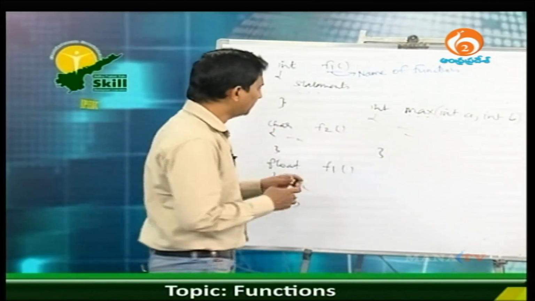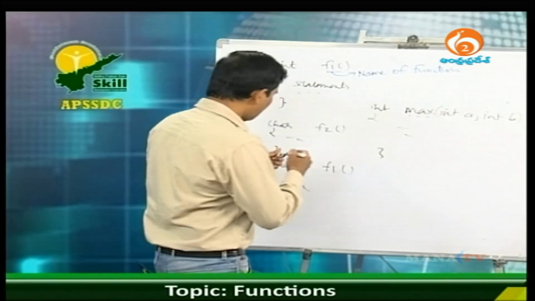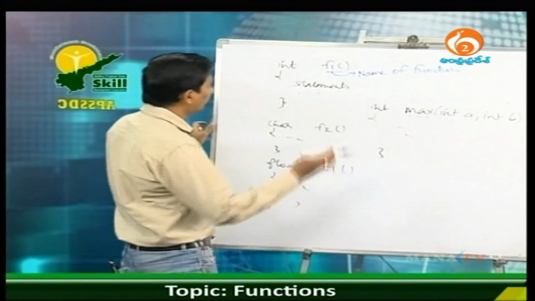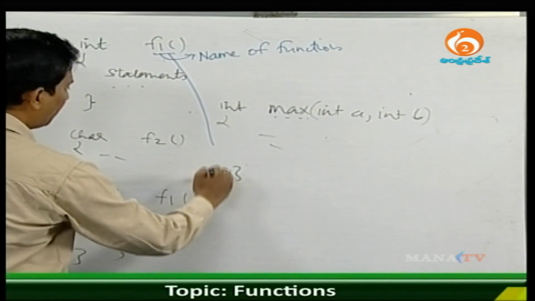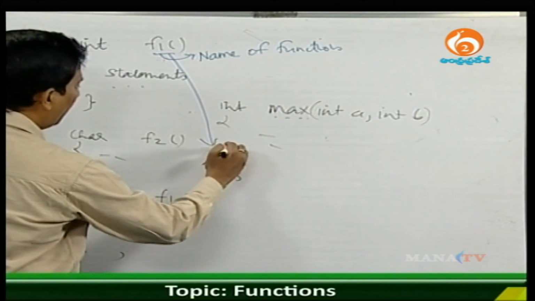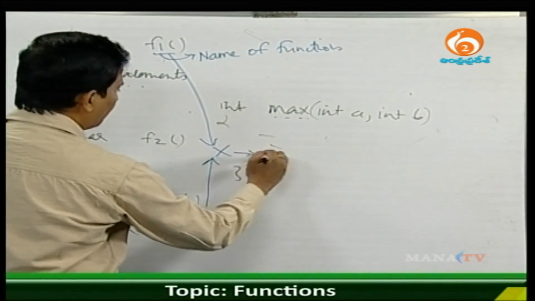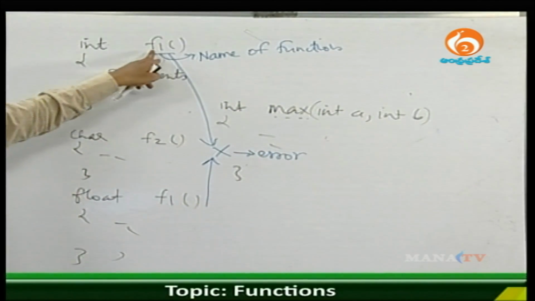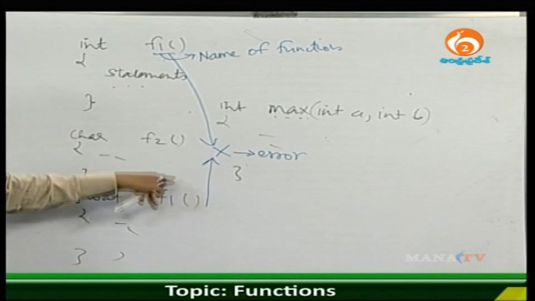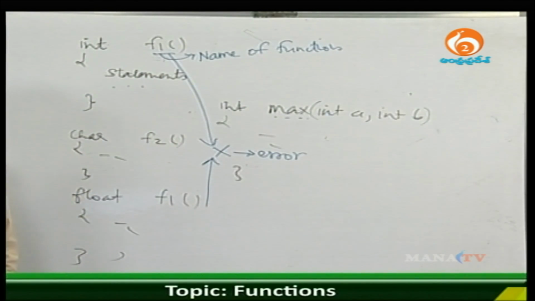Here, I think you understood that this F1 and this F1 have the same name, so it is an error, because no two functions in the program can have the same name. So the function name should be unique.